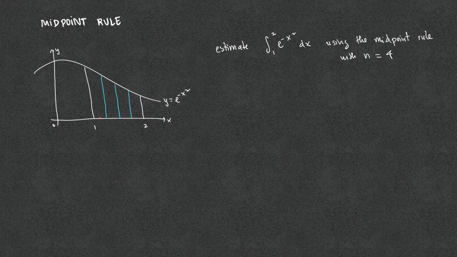We then use the midpoint of each of the intervals to determine the height of the rectangle. We then use the height to draw the rectangles. We find the area of each of the 4 rectangles. The total area under the curve from 1 to 2 is estimated by the sum of the 4 areas of the 4 rectangles. This process is called the midpoint rule.